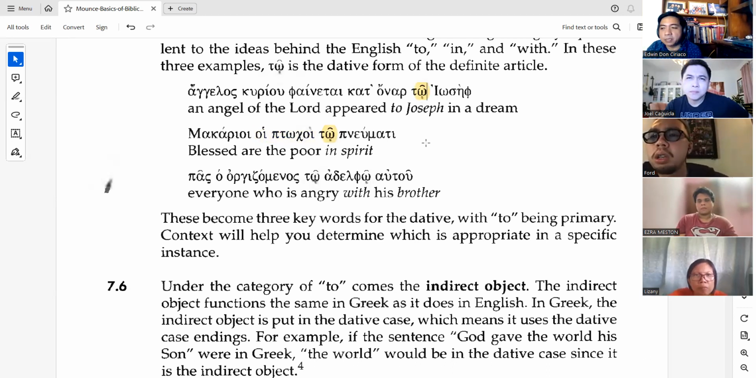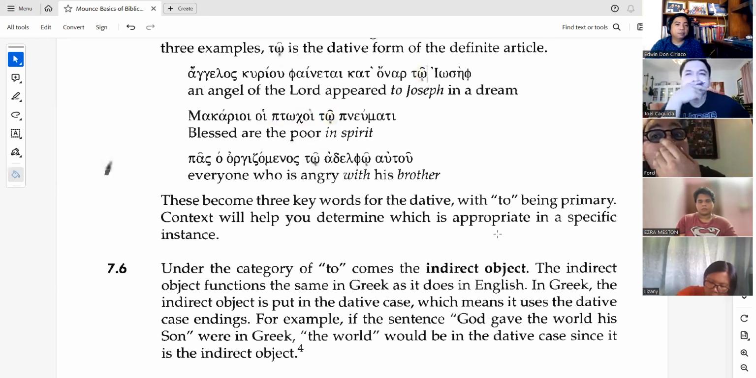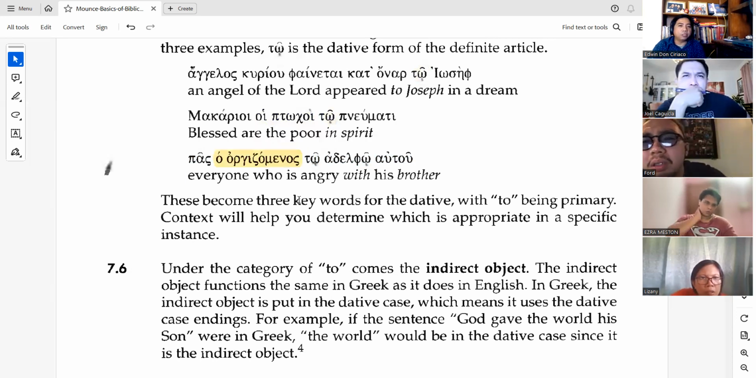So this again gives us the hint that this is dative in case. And then "in spirit", to pneumati, no? To pneumati. Blessed are the poor in spirit. Okay? And then pas. Now this is called the participle.